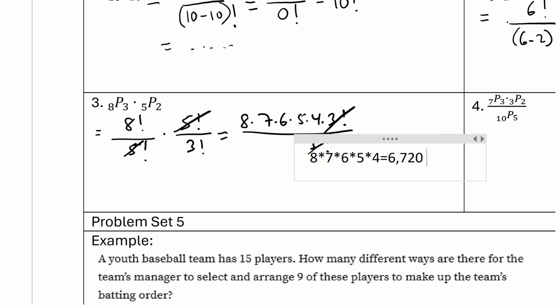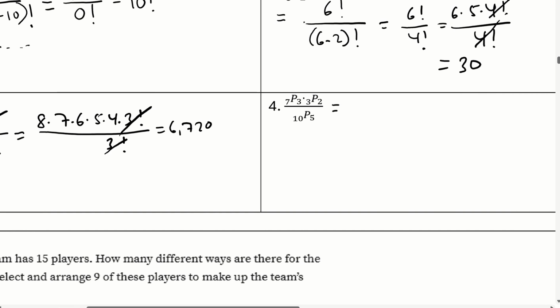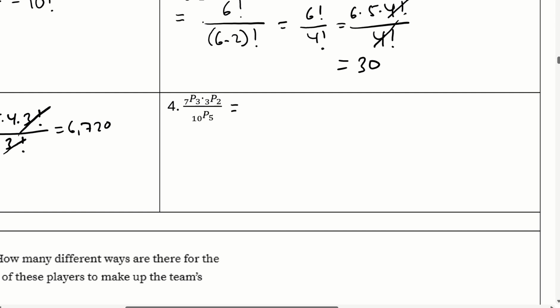All right, and so we got 6,720. All right, and then let's look at the next one. So we got 7. Okay, so for this one, I would highly suggest using a calculator to do this, using the permutation function. A really good option for doing this online is Desmos. So if you go to the Desmos Scientific Calculator, it can do permutations and combinations for you.